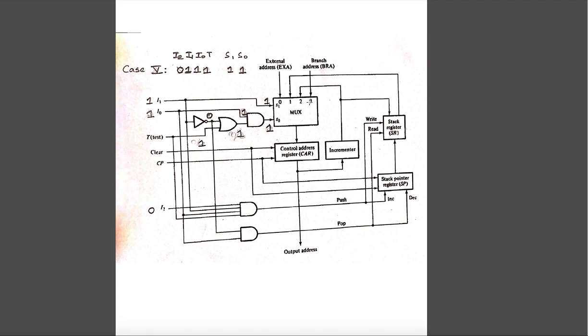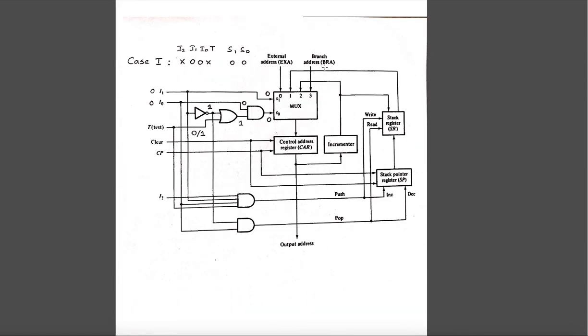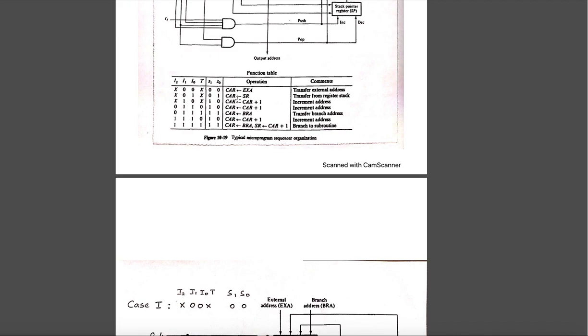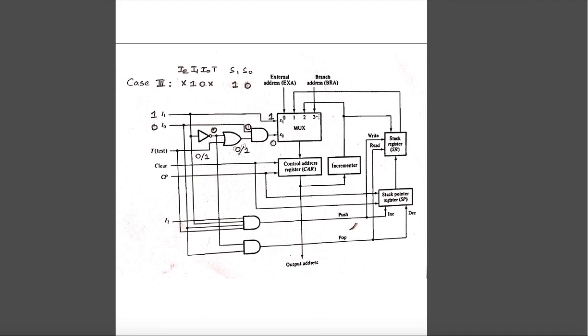So in case of 3, what is the thing that needs to be done? It is a branch address, right? So it is a branch address. In that case, what is the functionality that needs to be done? In case of branch address, let's see the case. See, in 1 1, this is transfer the branch address. You have to transfer the branch address to the control address register. So in order to transfer that branch address, how do you get that branch address?